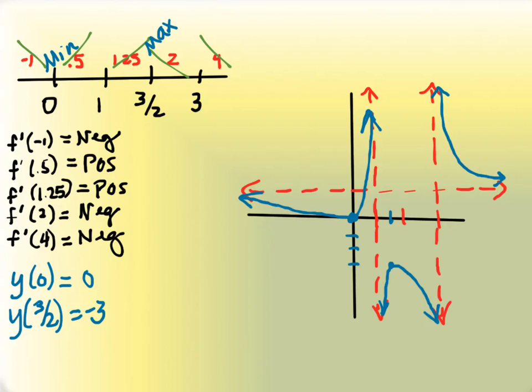If it were below, it would have to be increasing. So I don't even need a test point over there to actually know that the shape of the graph, more or less, looks like this.